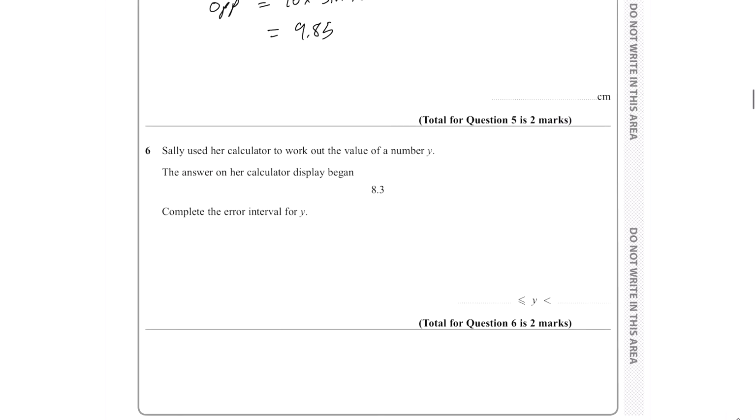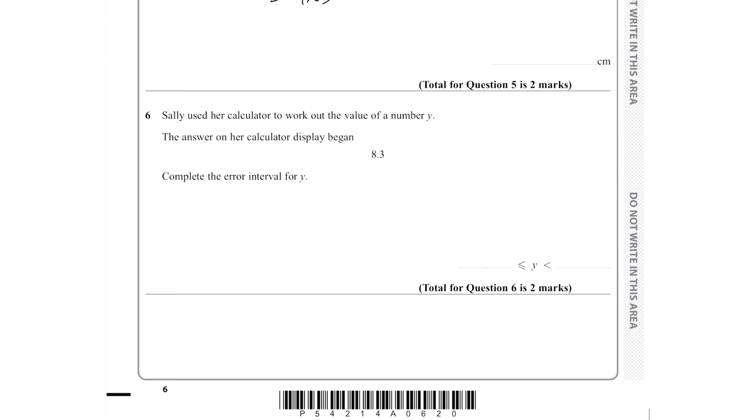And then it says, Sally used a calculator to work out the value of a number y. The answer on her calculator display began 8.3. So she's got on her calculator, just imagine that's a calculator, the answer 8.3. We don't know the rest, but it starts with 8.3. Now, complete the error interval for y. So the lowest number must be 8.3 because that's what she sees. And then the highest number, not inclusive, will be 8.4. So that means it can be something like 8.39. That will round to 8.4.